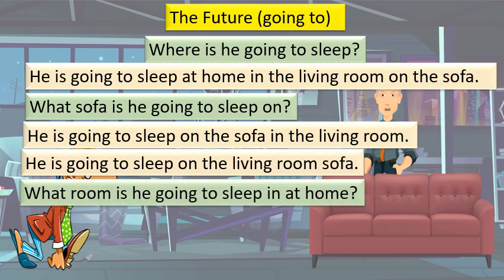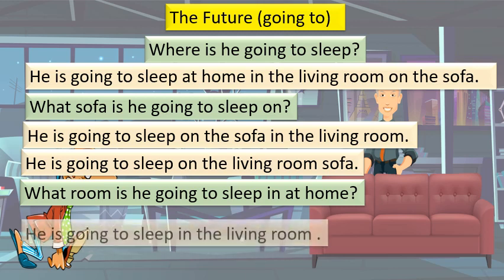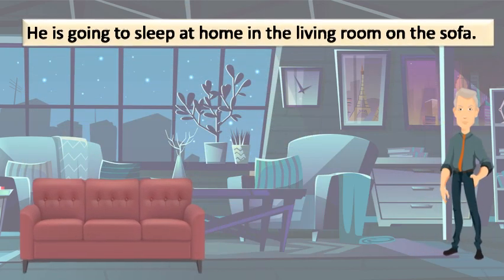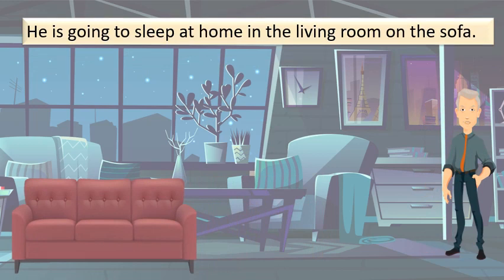What room is he going to sleep in at home? He's going to sleep in the living room. He's going to sleep at home in the living room on the sofa. There's the answer. At home in the living room on the sofa. What is the question? Where's he going to sleep?